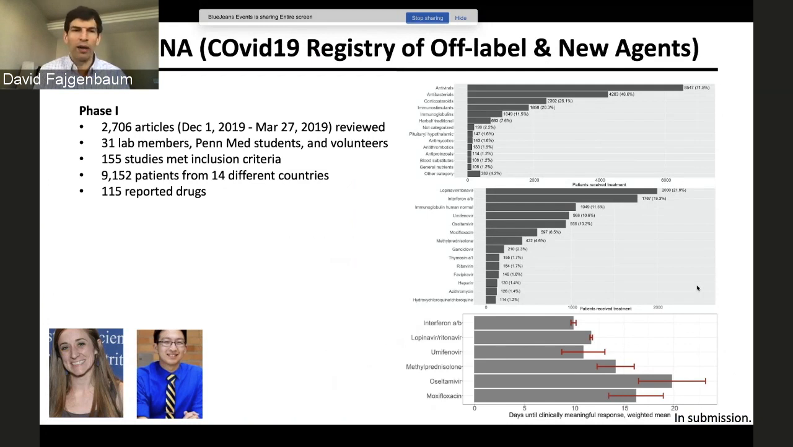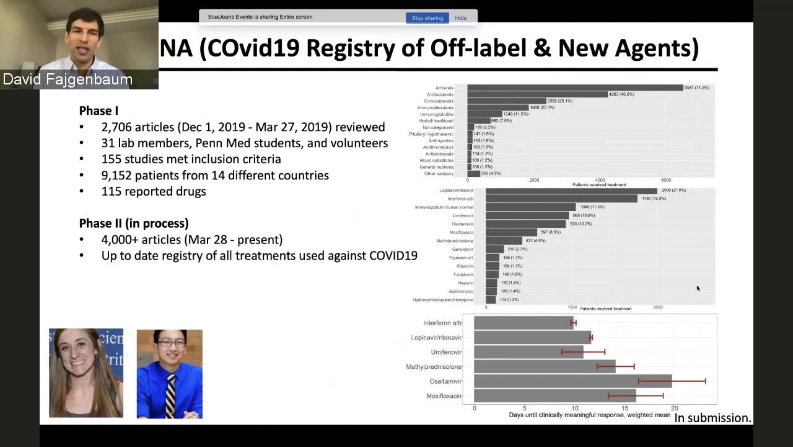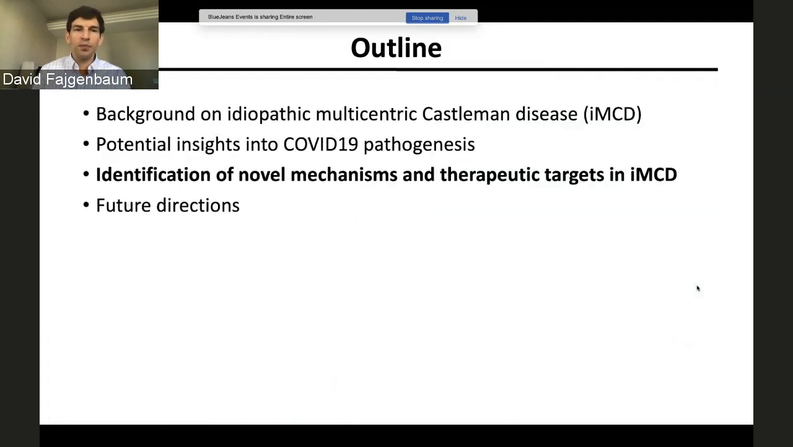this really monumental project. And so where we are in phase 2 is that we've decided that we want to keep an up-to-date registry. So we are now in the process of going through the approximately 4,000 articles published since the first 2,700, with the goal of keeping this up-to-date registry of all treatments. You can find that registry at czn.org/repurpose. And please do contact me if you're interested in getting involved in any way, whether it's helping to enter in data or it's helping to think about how to interpret these results.